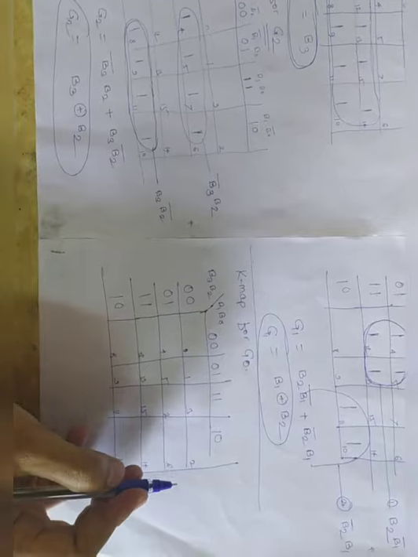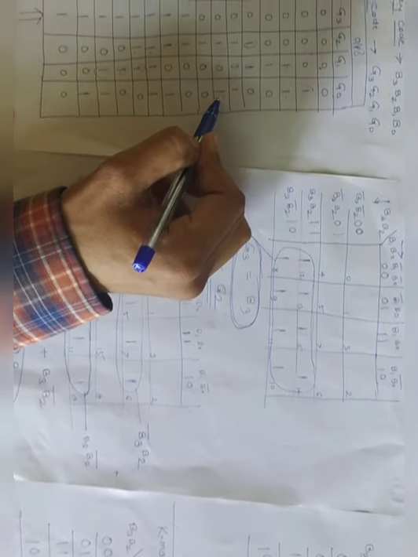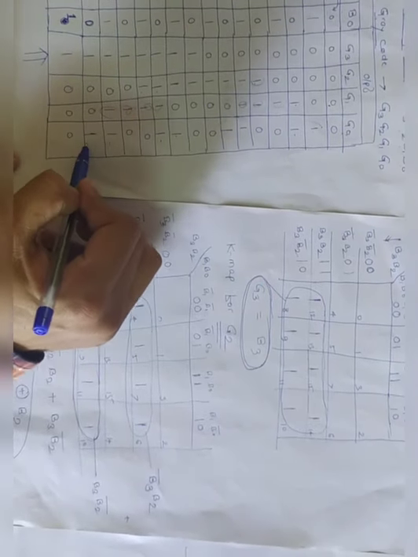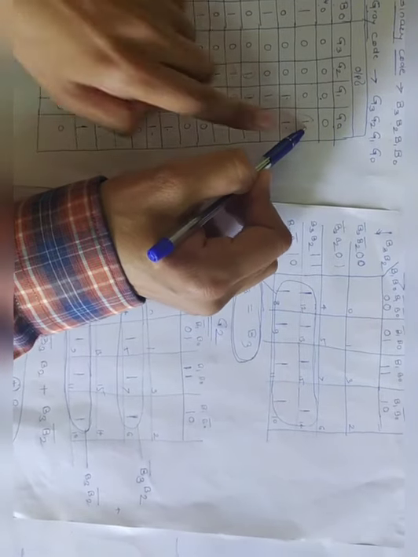Now, in the same way, I want to place all the ones in my K-map. For this one, I want to put it at number 1.